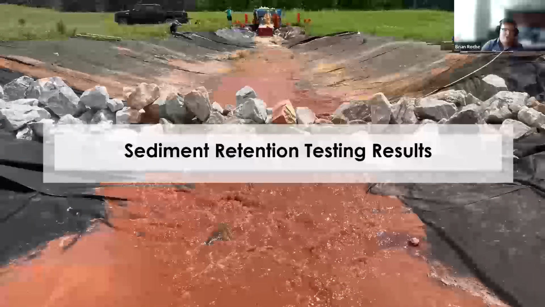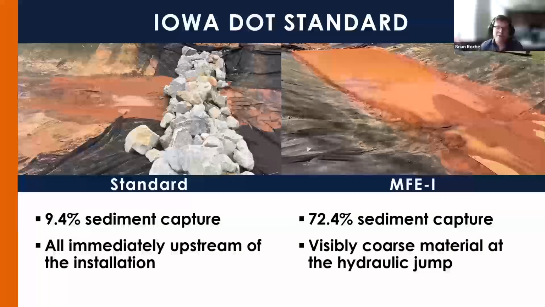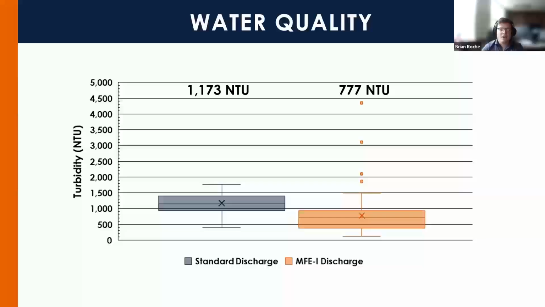We're also going to briefly touch on our sediment retention testing results. So that standard installation, due to that lack of impoundment, only captured about 9% of the introduced sediment, while that most feasible and effective installation increased that to about 72%. That increased impoundment also decreased that discharge turbidity compared to the standard as well.